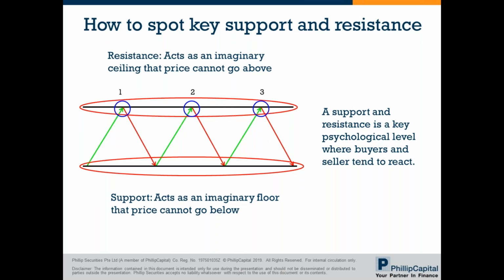Okay, so traditionally, the magic number is 3. When prices have reached the same level 3 times, you would define it as a support and you would define it as a resistance, right? So it takes 3 points to validate a key support and resistance level.